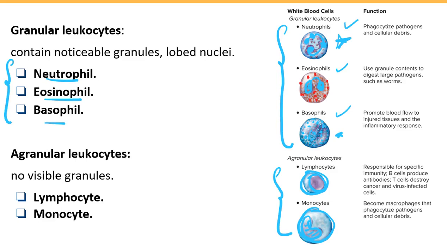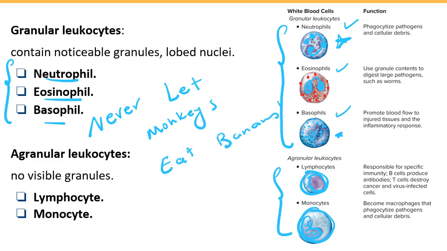So there is a mnemonic you can use to remember the most abundant white blood cells to the least abundant: Never Let Monkeys Eat Bananas. Let's see how it works. N stands for neutrophil, which means neutrophils are the most abundant leukocyte in our blood. It means around 60 to 70% of white blood cells are neutrophils.